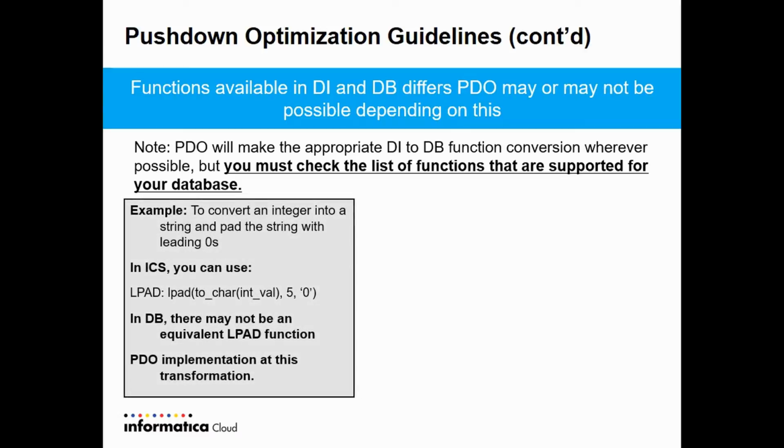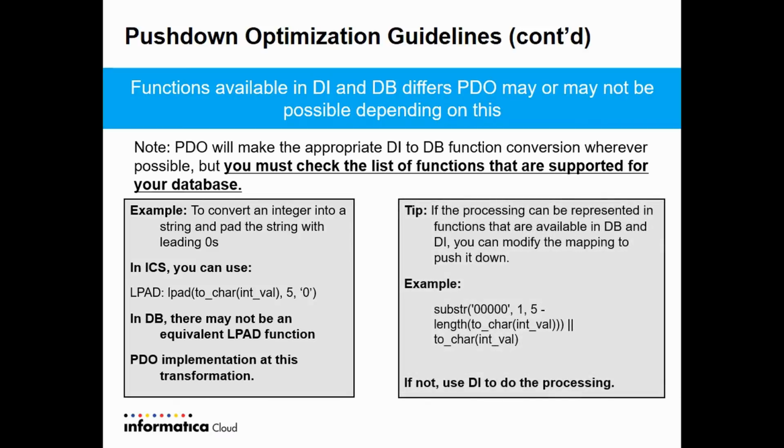For example, to convert an integer into a string and pad the string with leading zeros, in ICS, you can use an lpad function such as adding 0 to the intval field after converting it into character type to make it of a uniform length consisting of 5 characters. In DB, there may not be an equivalent lpad function. If the processing can be represented in functions that are available in DB and DI, you can modify the mapping to push it down.